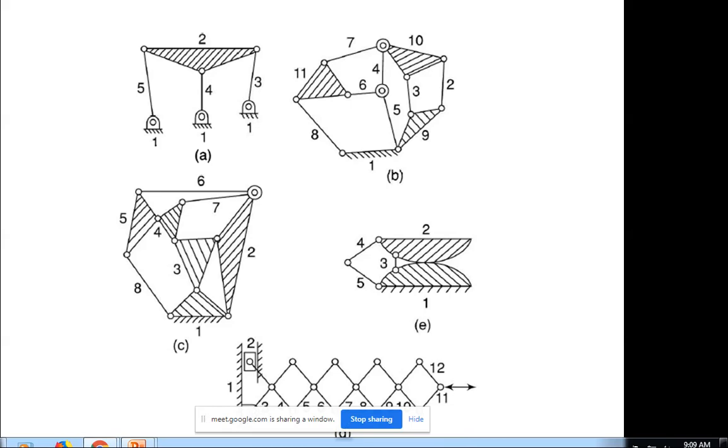You can take some few more problems based on that to calculate the degree of freedom. So you can practice these problems. There are different shapes and different types of higher pairs and lower pairs. According to that, you can solve the problem. So you just try to solve this problem.